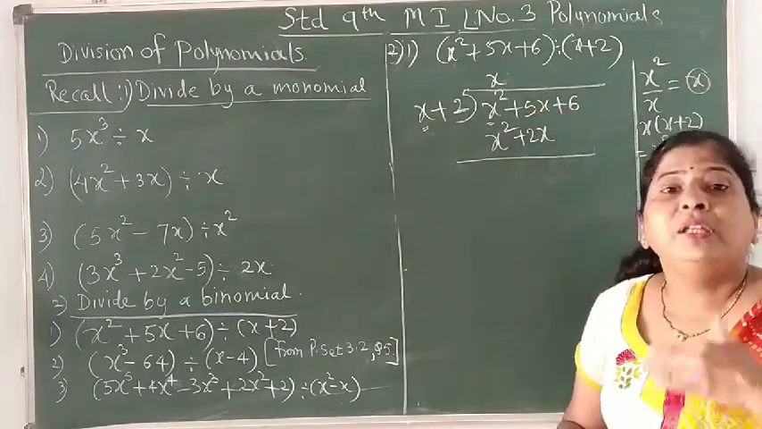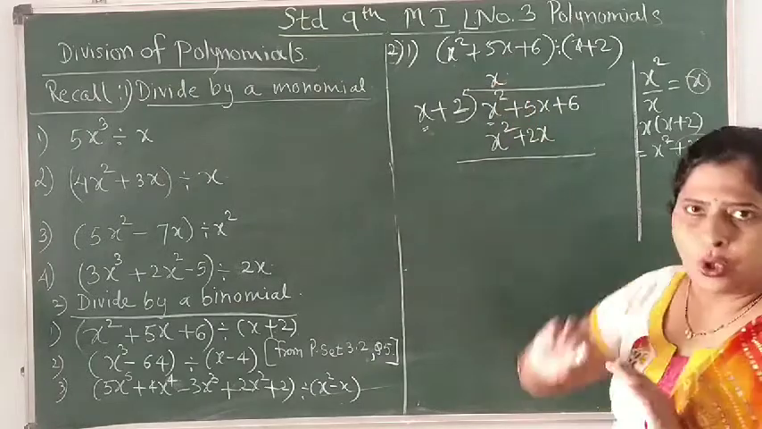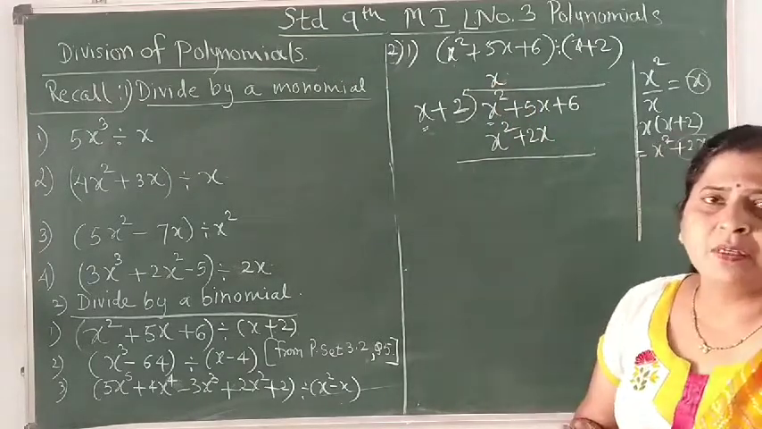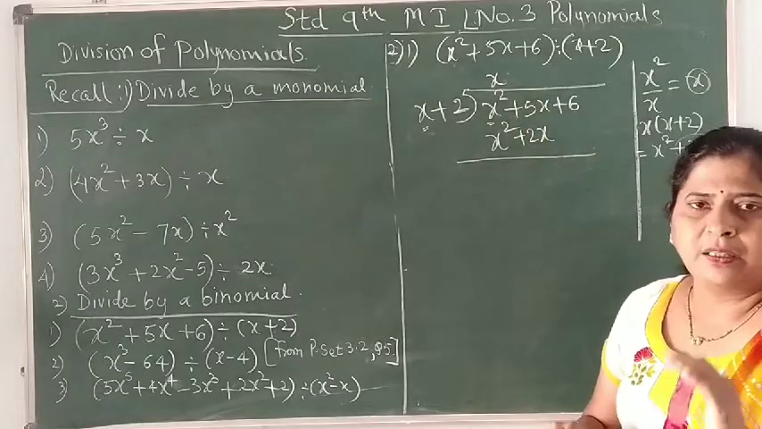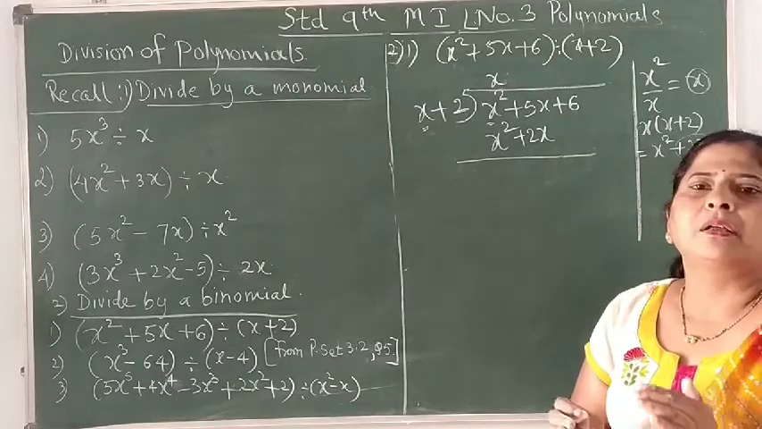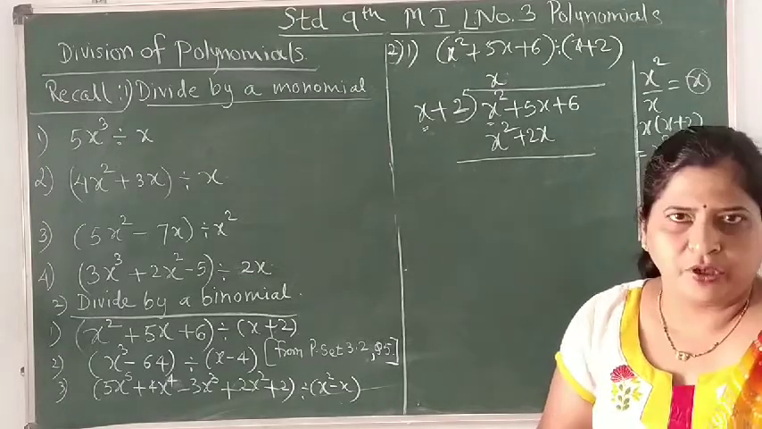If in case this term is not there, and you only have x square and plus 6, only two terms and the x term is missing, in that case what will you do? You will write the absent x term with the 0 coefficient.